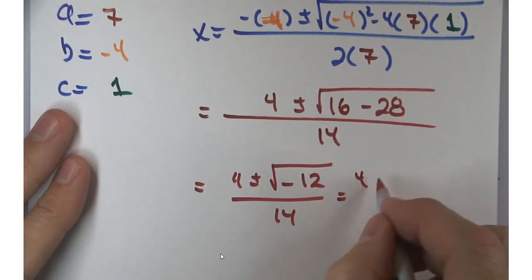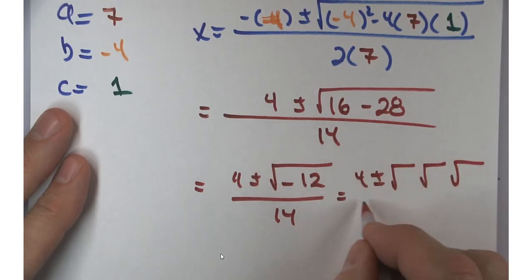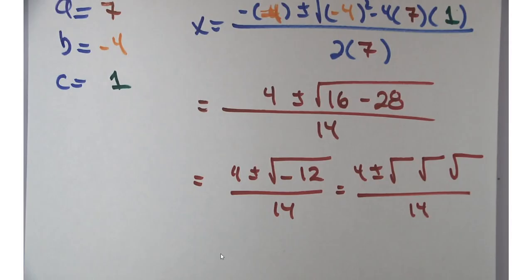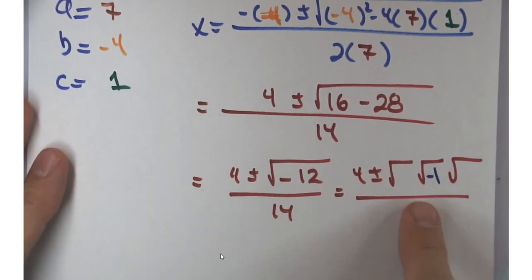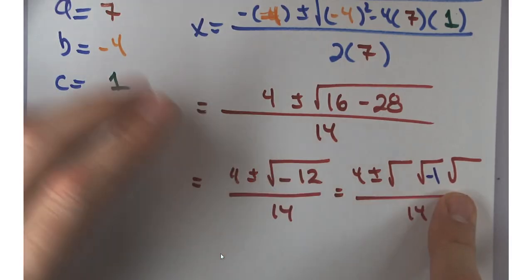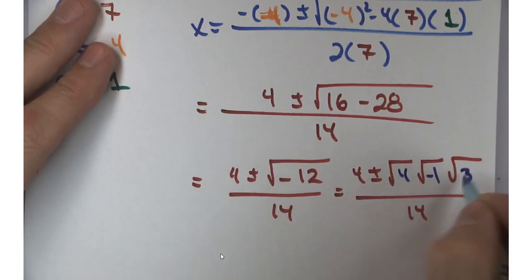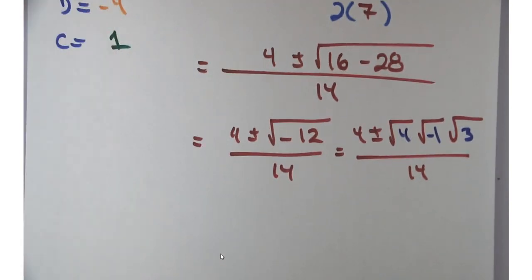4 plus or minus, now you're going to have to break that root up into three parts. You remember what I put in the middle part? One. Close. There you go, negative 1. And now I've got to figure out how I'm going to break up the 12. Well, 4 and 3. So I'll put the 4 here and the 3 here. 4 times negative 1 times 3 gives me my negative 12. But now I can continue to simplify this.